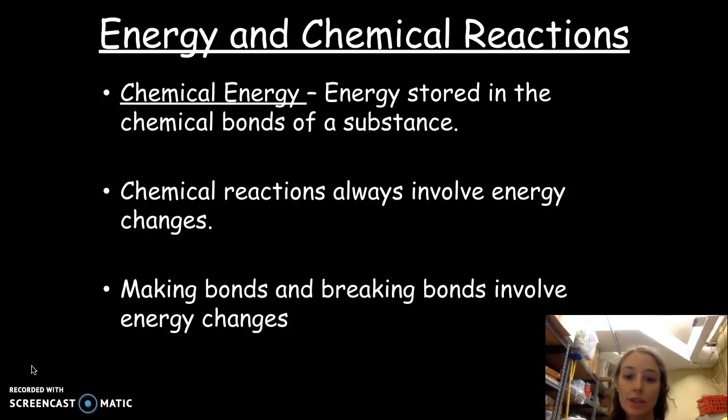Chemical energy is energy stored in the chemical bonds of a substance. This is a review from previous in the year as well as physics. Chemical reactions always involve energy changes because we have making bonds and breaking bonds in order to create these energy changes.